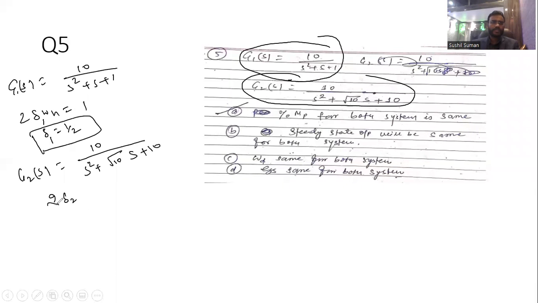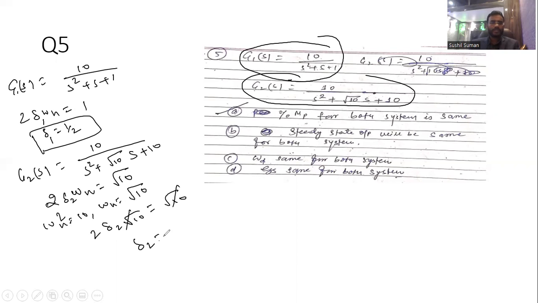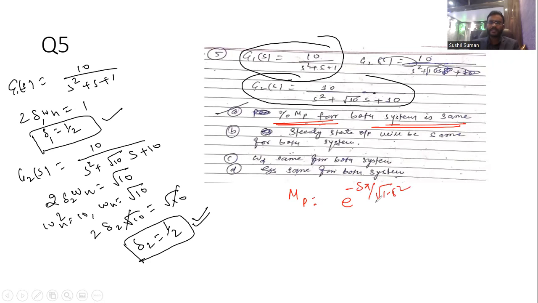So 2 zeta 2 omega n equals under root 10. Omega n square is 10, so omega n is under root 10. Again, 2 zeta 2 under root 10 equals under root 10. Cancel out, so zeta 2 becomes 1 by 2. Here zeta 1 is 1 by 2, and zeta 2 is also 1 by 2. Now from the options, the percentage of peak overshoot for both systems is the same. As you know, peak overshoot equals e raised to the power minus zeta pi under root 1 minus zeta square.